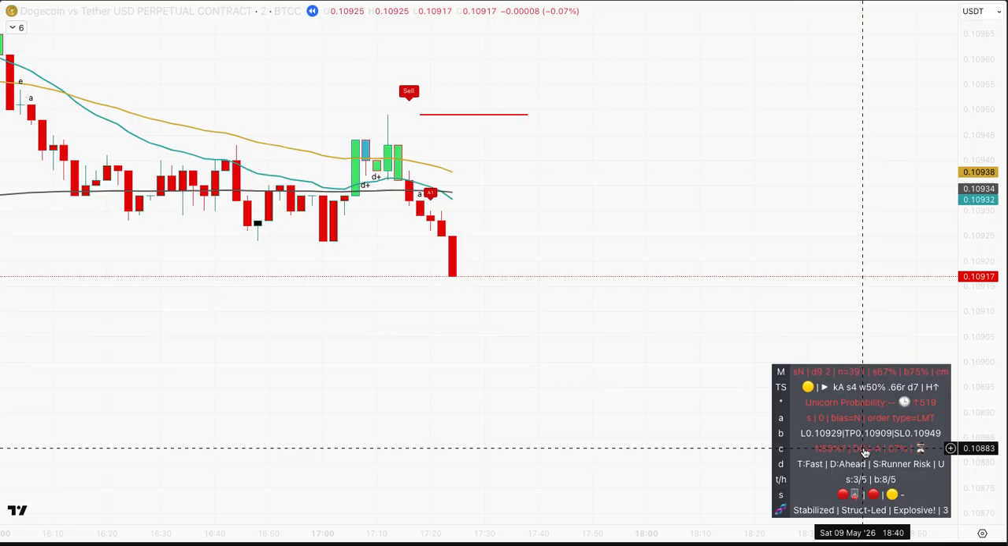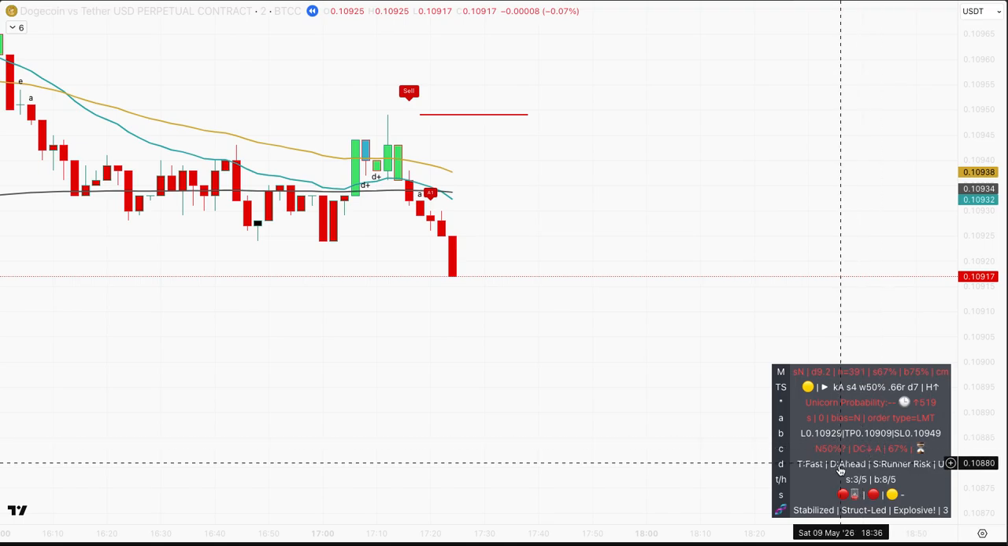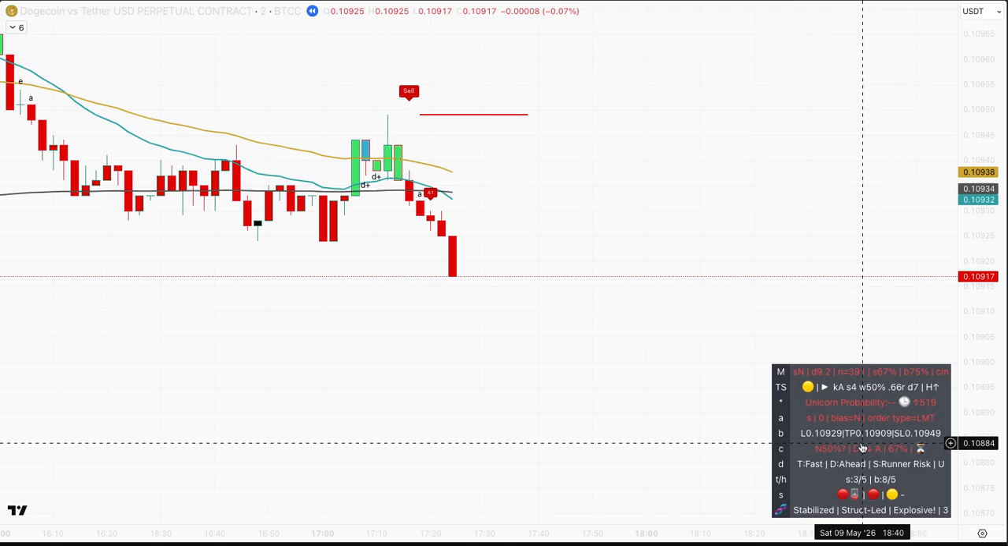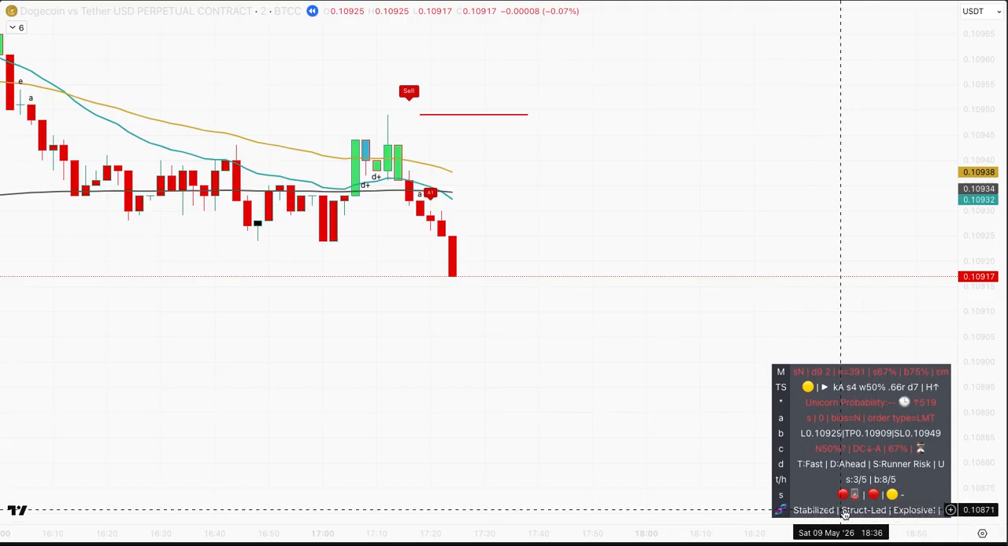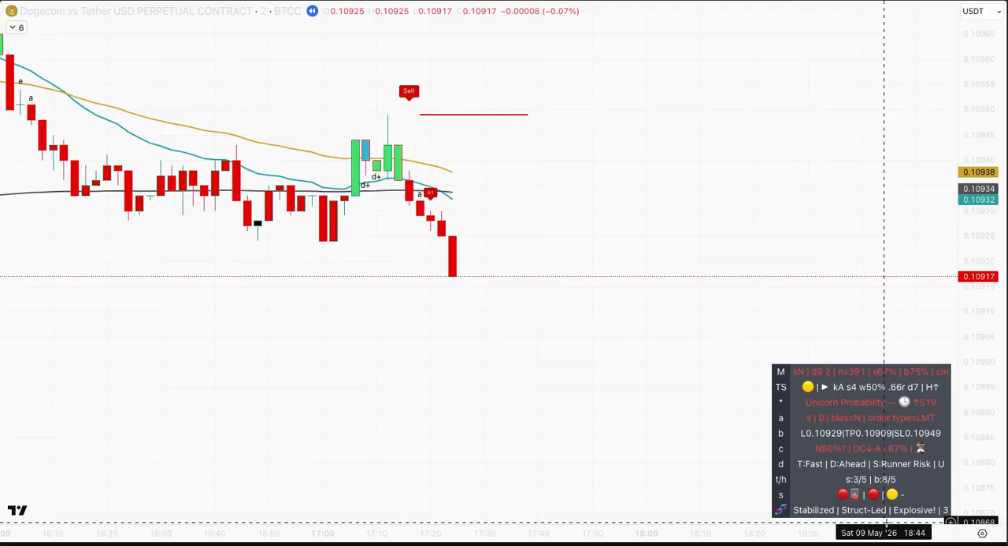Very, very strong. Again, the market's going to market. Nothing is guaranteed. Jarvis moves with probabilities. But when you see this, it's extremely strong. Also, look at the DNA: stabilized, structure led, explosive, and the confidence score is a 3. This is go time, people.